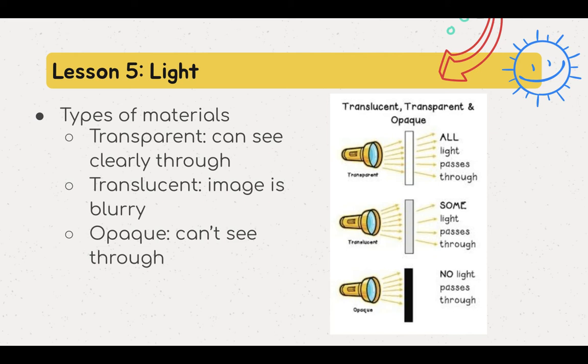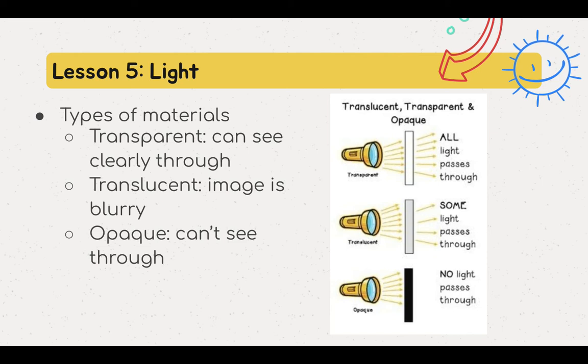Translucent is when the image is slightly blurry. So think about a very light curtain. Light can still pass through, but you can't really see what is going on outside, or people can't see in, right? So the image is blurry, but some light passes through.